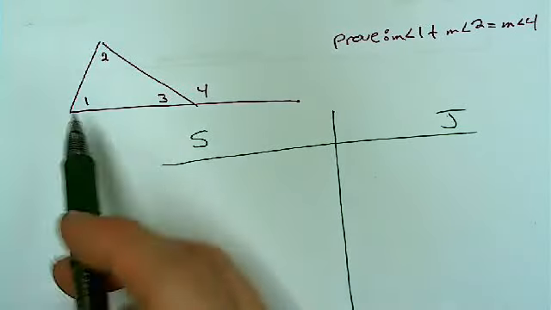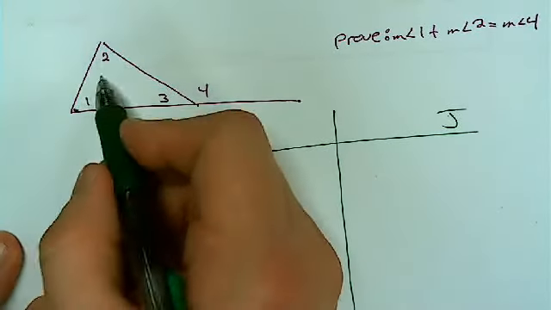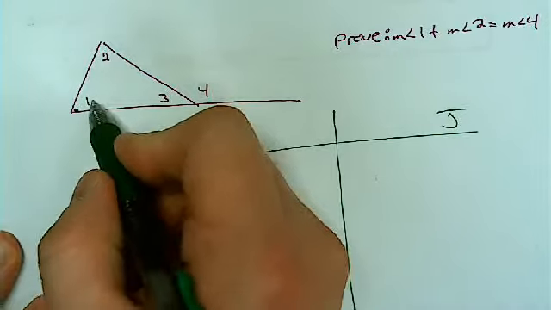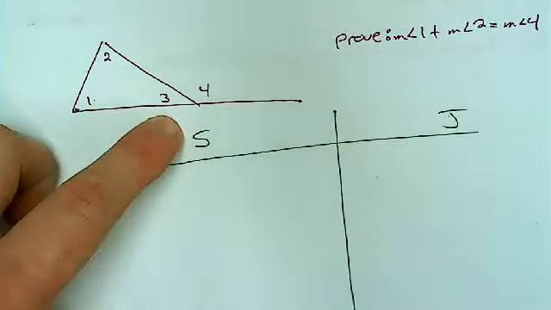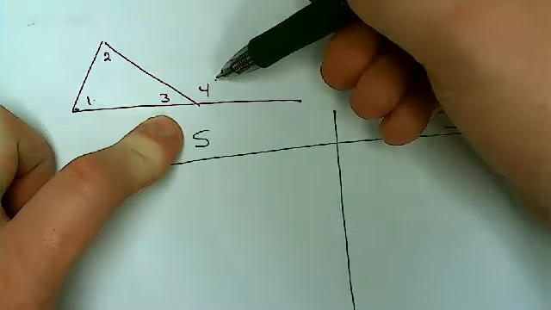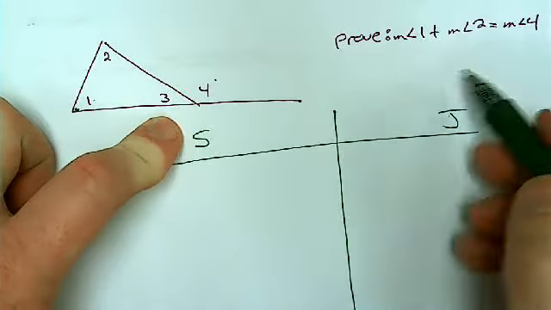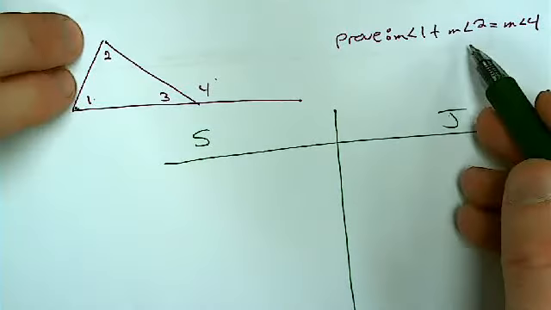All right, so I've got my triangle. I've got my two remote interiors, 1 and 2. 3 is just the other interior. 4 is my exterior. And the goal is to show that 1 plus 2, these guys added up, is 4.